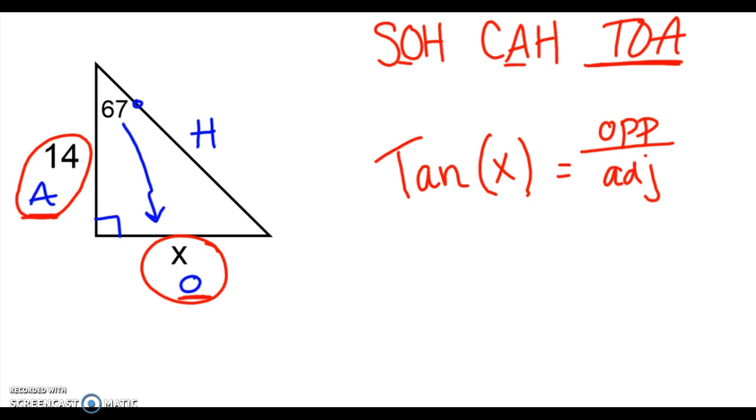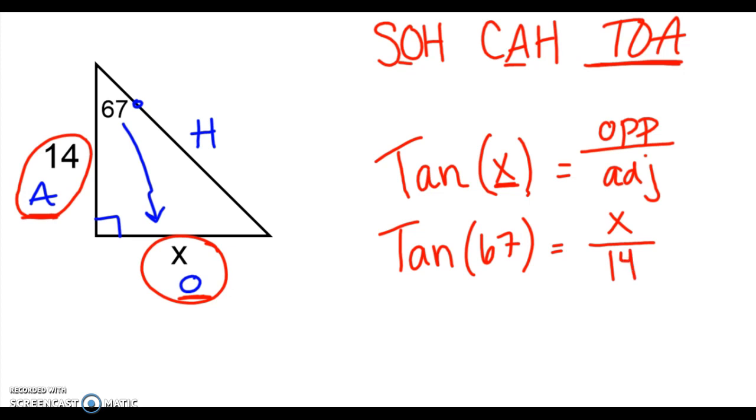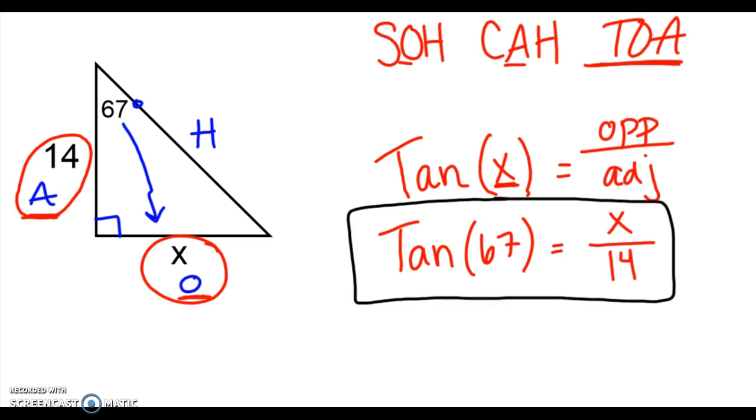The angle measure always goes in the parentheses by our trig. So in this case, we have 67, because that's our angle measure. Our opposite side is x, because that's what we want to find. And then the adjacent side was 14. So this is what we're going to be solving here. From this point, that's not our answer. We're going to be finding out what x is.